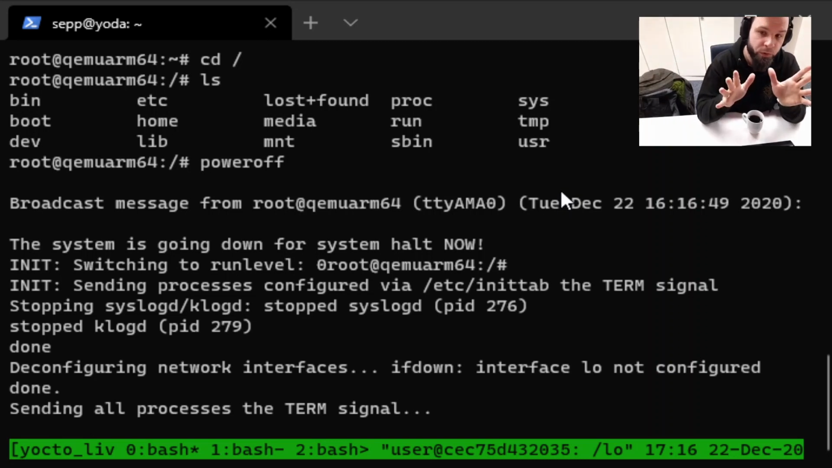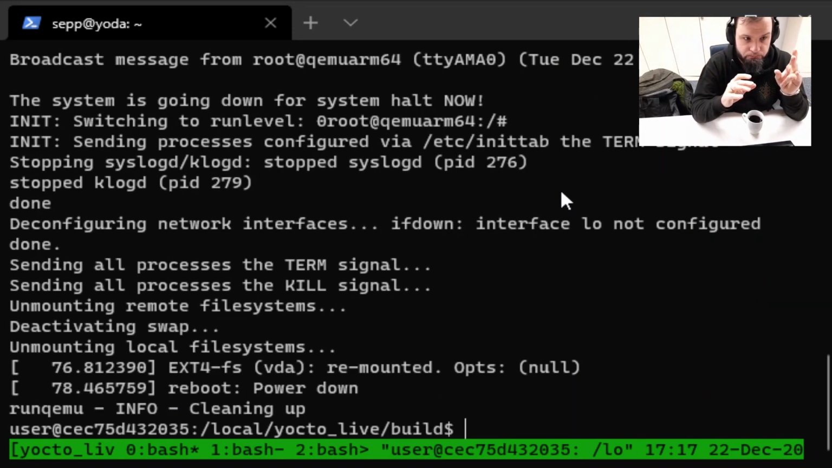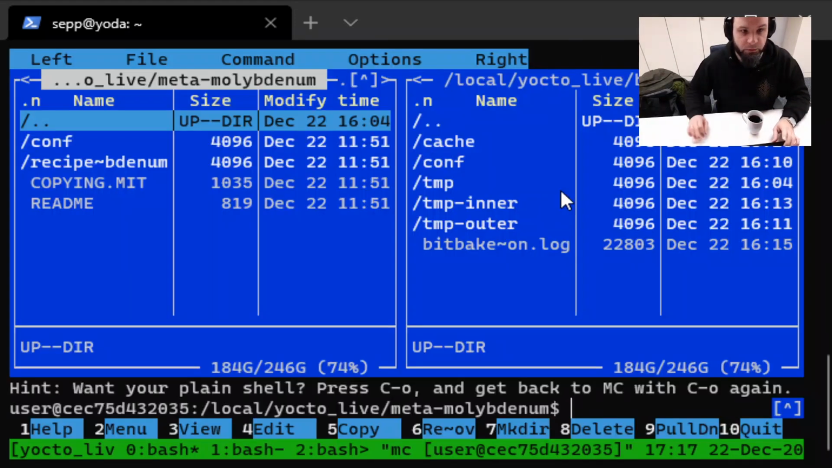So, what does one need in order to put things into an image? You have to create your custom image. So, let's look at meta-molybdenum again.